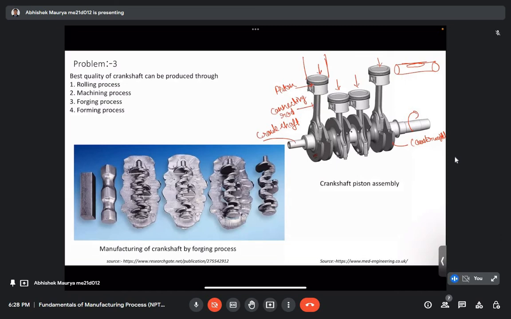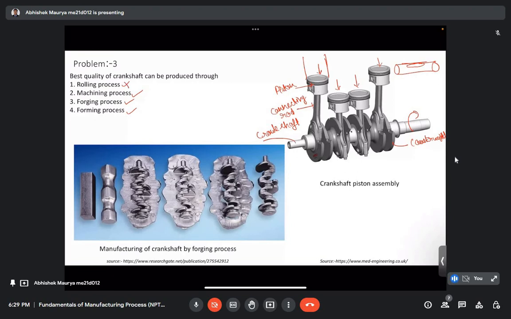And it is also possible to manufacture the complex geometry with the help of a machining process, but that will be very costly. So if we look at the question, the processes listed here are the rolling process, machining process, forging process, and forming process. Since this geometry is very complex, we cannot manufacture it with the help of a rolling process. So that is ruled out.